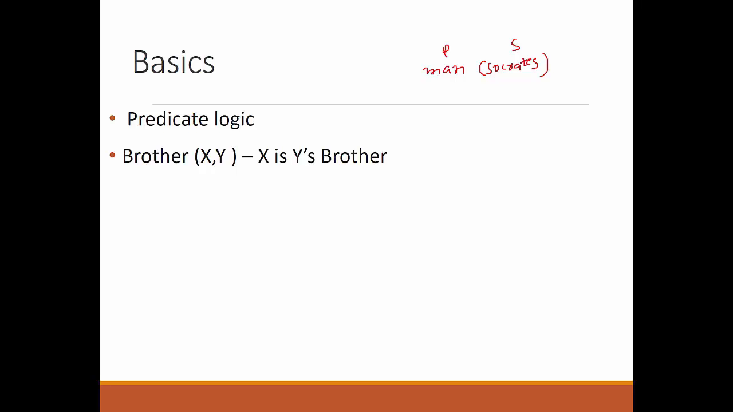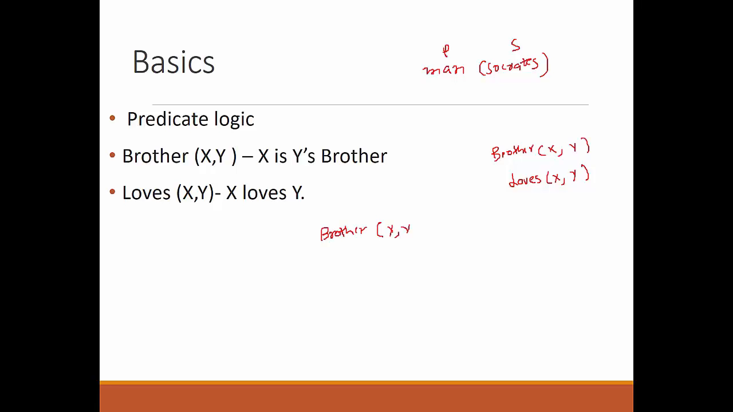X is Y's brother, so it will be represented like this. Okay, now X loves Y. Now if we have a statement which goes like, if X is the brother of Y, then X loves Y, that will be represented like this: if X is the brother of Y, then X loves Y.